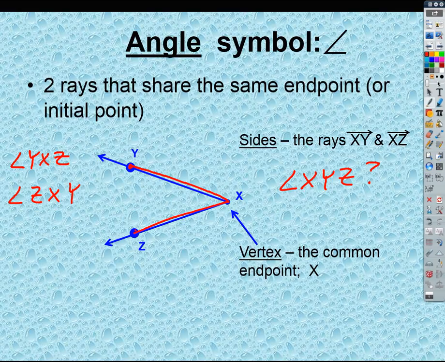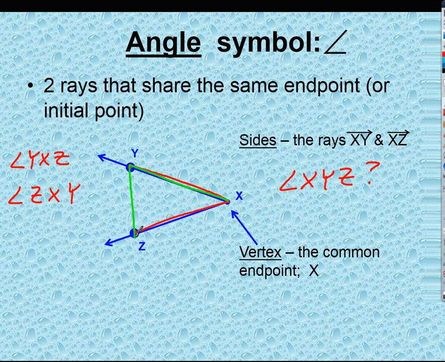That works. Or I could tell the ant to start at Z, go through X, and then go to Y. So notice that the vertex has to be the middle destination in that trip, right? It has to be the middle value. If I ask the ant to start at X, go to Y, and then go to Z, that's the wrong angle, right? That doesn't work. So that one's no good.